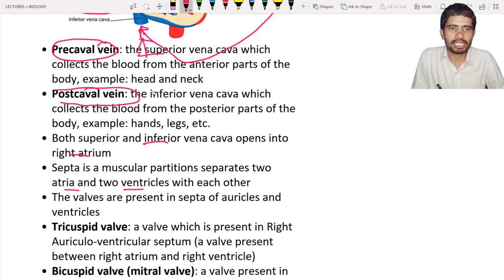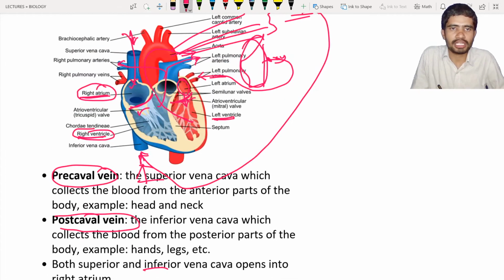So, we have to note that there is a wall. Can you see here? There is a wall. So the walls are present in the septum. It means these walls are present between the atria and the ventricles. Then we can call this the auriculoventricular septum. Auriculoventricular walls means the walls present in the auriculoventricular septum. The auriculoventricular septum differentiates the atria and the ventricles. And if valves are present in the septum, they are known as auriculoventricular valves.